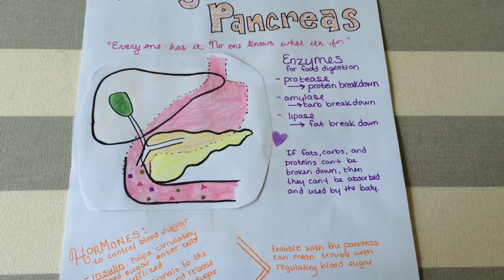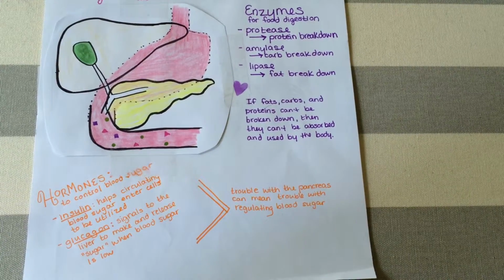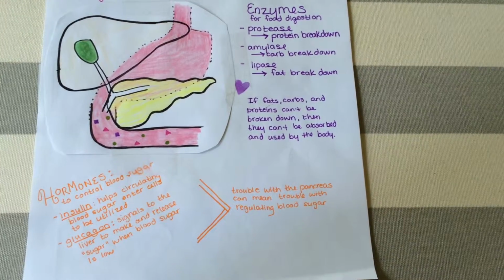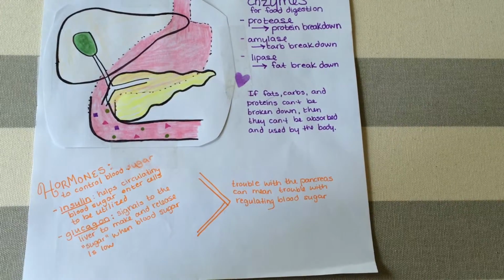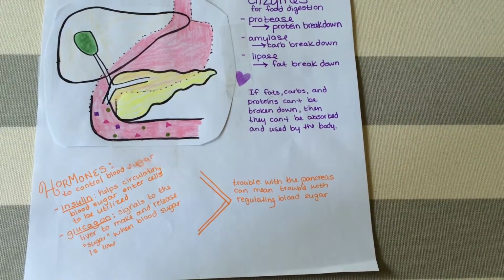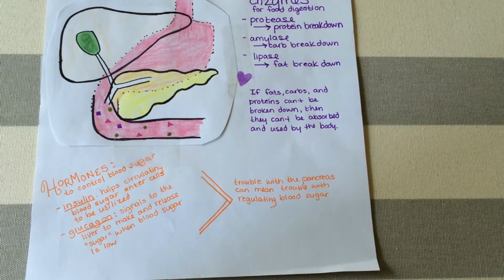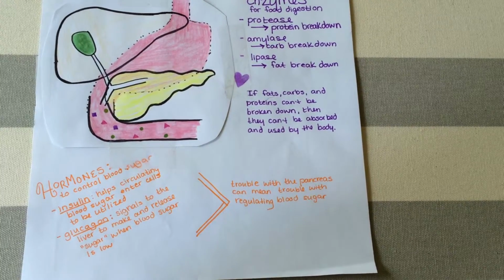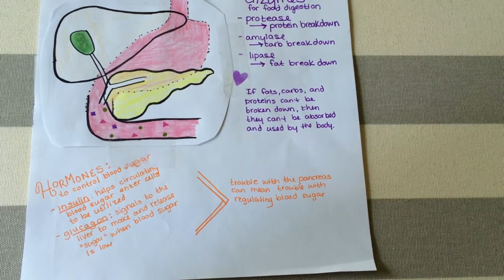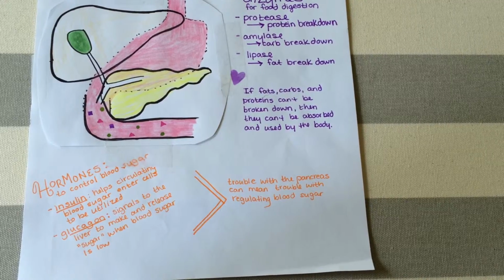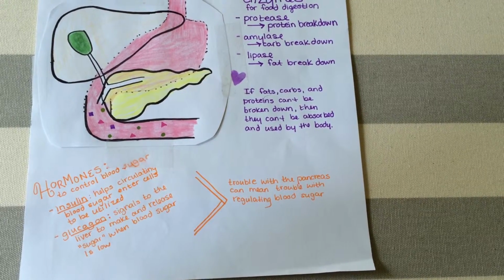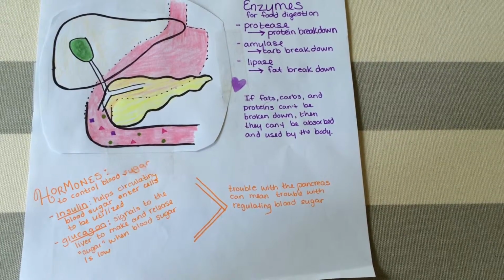where they'll be utilized. The pancreas also makes hormones that are used to control blood sugar. Two notable ones are insulin, which helps circulating blood sugar enter cells to be utilized, and glucagon, which signals to the liver to make and release blood sugar when the blood sugar is low. Trouble with the pancreas can mean trouble regulating blood sugar.